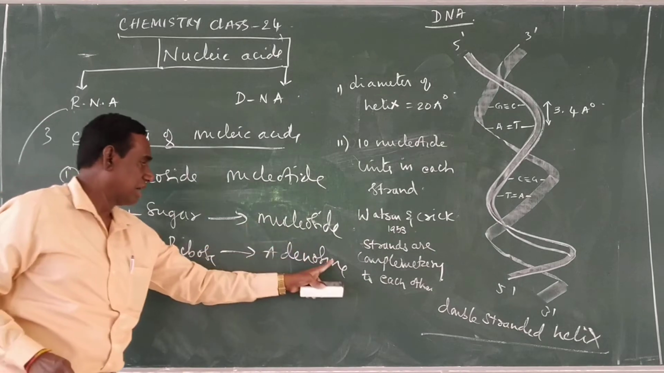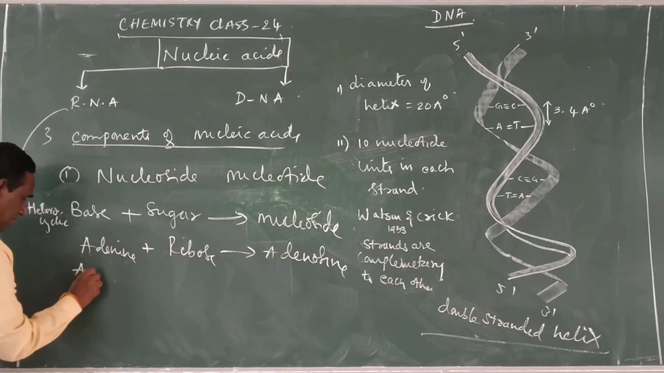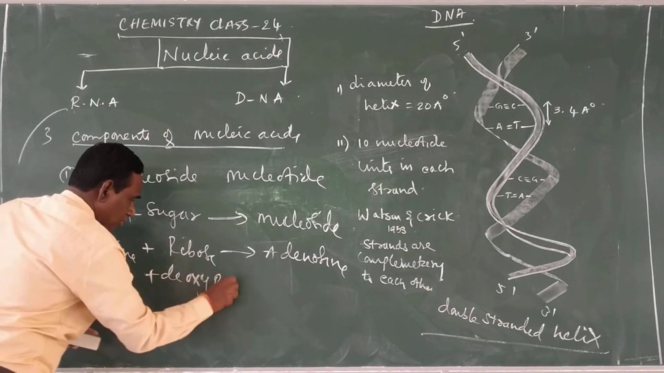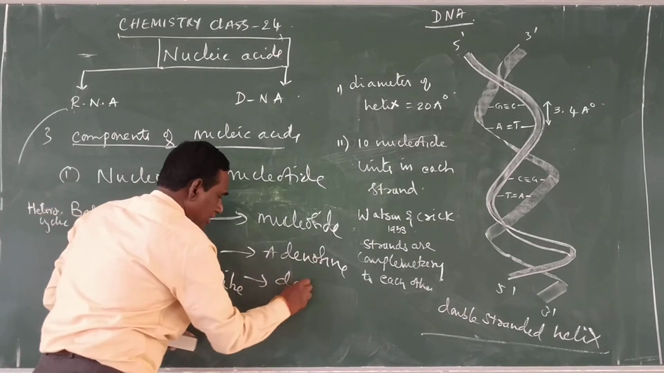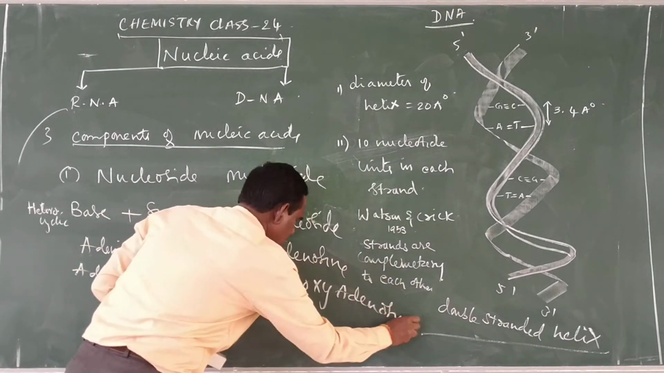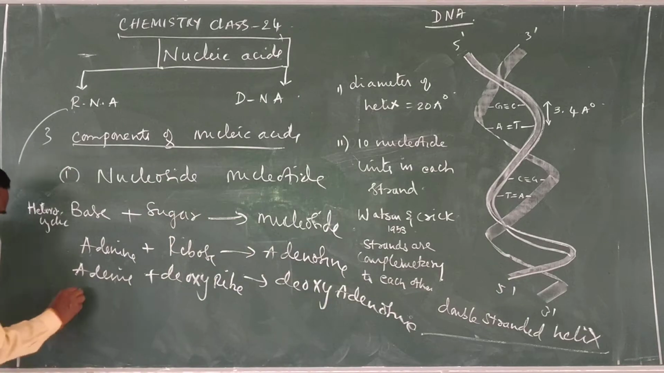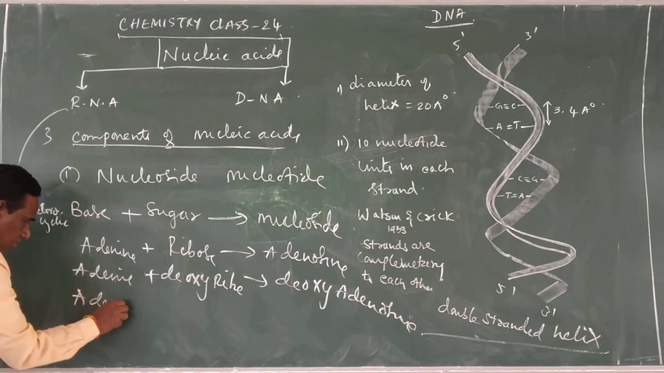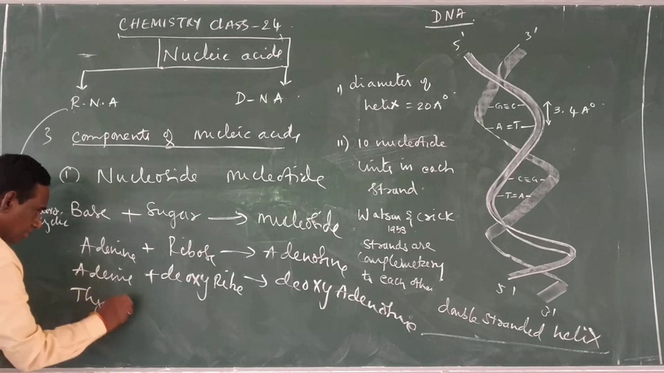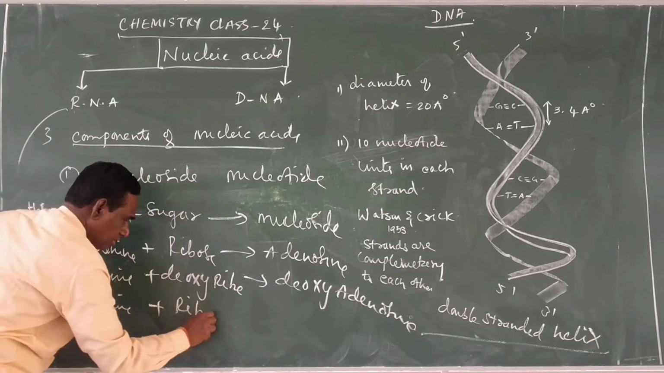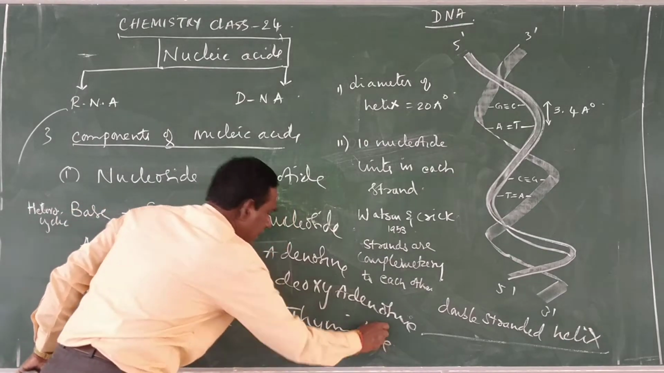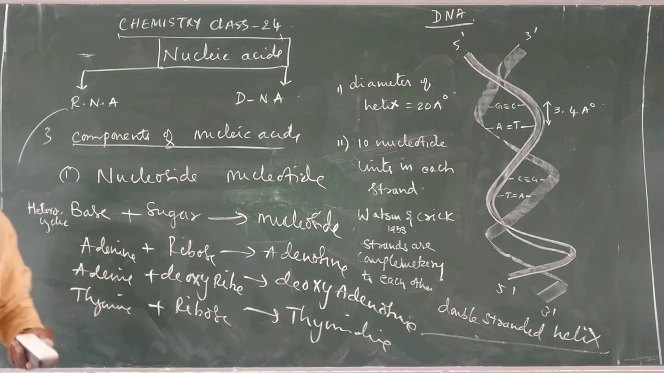Adenine plus ribose gives adenosine. Adenine plus deoxyribose, you will get deoxyadenosine. Thymine plus ribose gives thymidine. Like that, you can get different types of nucleosides.